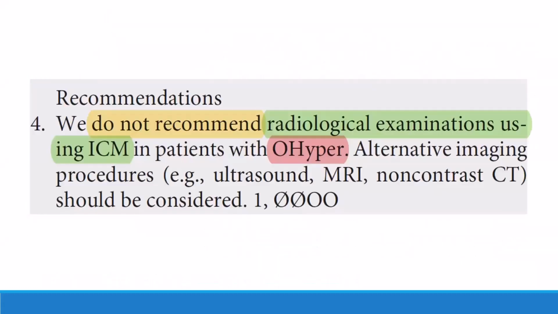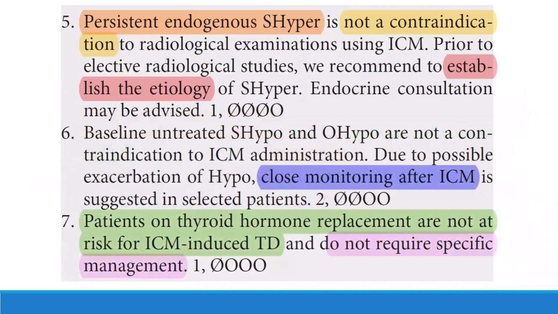So we don't recommend radiological examination using ICM in patients who have overt hyperthyroidism. So contrast media is not recommended if the patient presents with overt hyperthyroidism. Alternative imaging procedures like ultrasound, MRI, or non-contrast CT should be considered in this situation. Persistent endogenous subclinical hyperthyroidism is not a contraindication for contrast media, but we should establish the etiology. Whether it is due to Graves' disease, toxic adenoma, or multinodular toxic goiter is very important to establish.